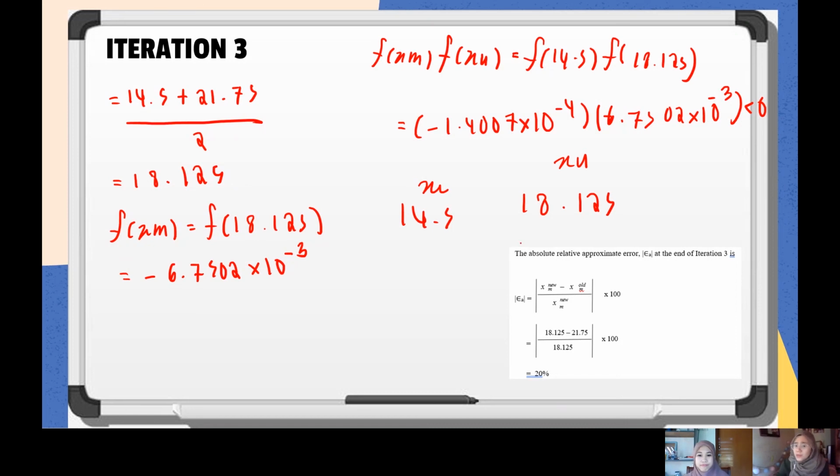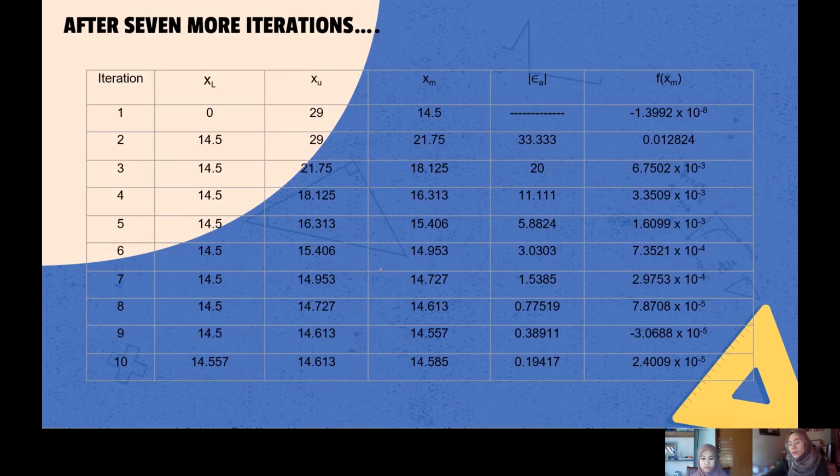Therefore, now the lower and upper limits of the new brackets are being xl 14.5 and xu 18.125. So now we count the absolute relative approximate error, which is this at the end of iteration 3 being 18.125 subtracted with 21.75 divided by 18.125 and multiplied by 100, we will be getting a 20%. Yet still the absolute relative approximate error is still greater than 5%. So we conducted 7 more iterations.